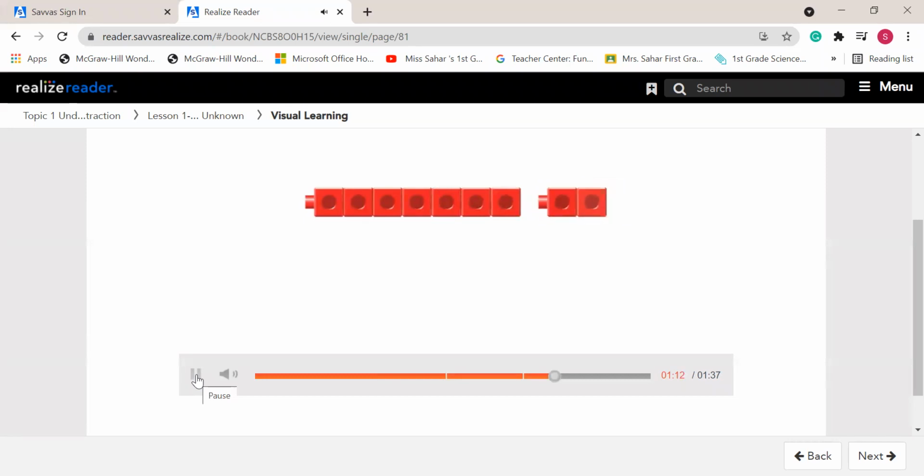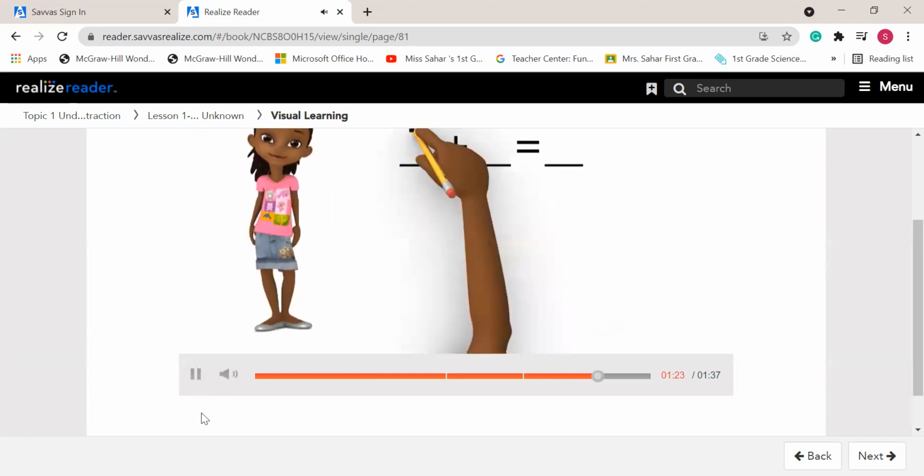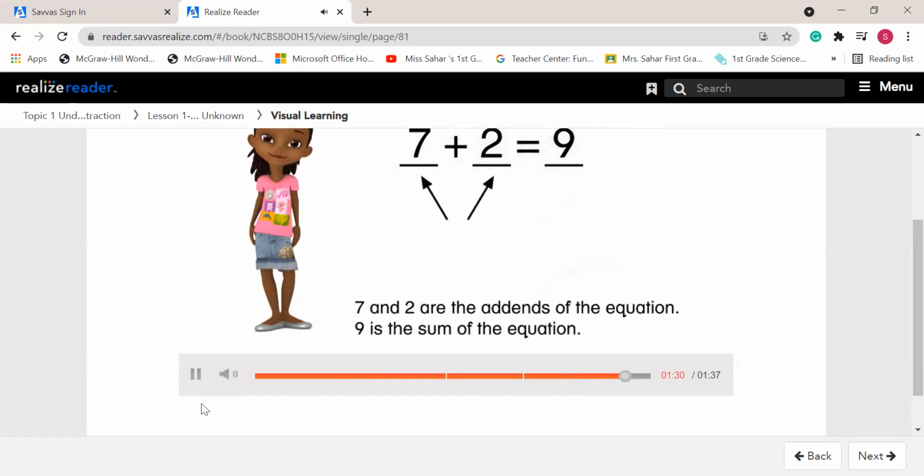2 more cars came in. 7 and 2 more make 9. Write an addition equation for the problem. 7 plus 2 equals 9. 7 and 2 are the addends of the equation. 9 is the sum of the equation.